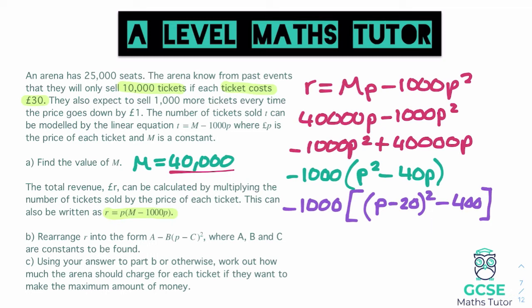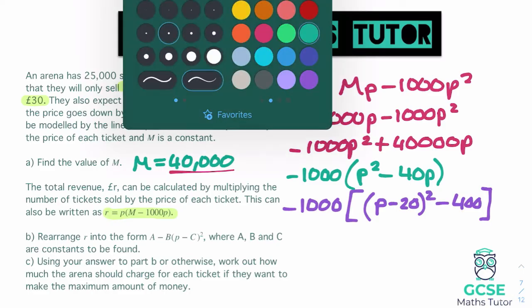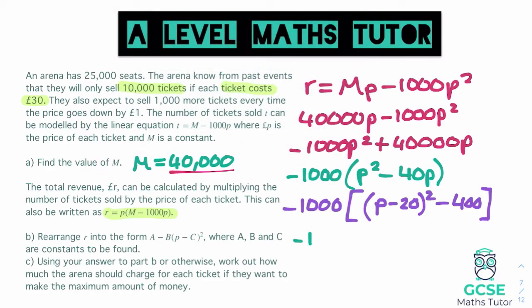Okay, so we've pretty much finished. All we actually have to do now is multiply that 1,000 back in, and let's see what we get. We get minus 1,000 lots of the p minus 20 squared, and then negative 1,000 times the negative 400 gives us plus 400,000. There we go. So we've got it in completed square form.